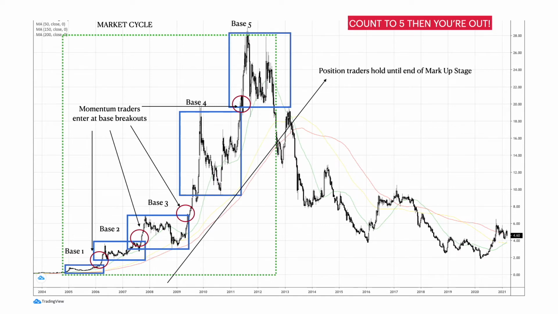Momentum traders could enter and exit strategically and take advantage of momentum during breakouts while avoiding long consolidations within the bases. Position traders could simply hold until there is a sign of topping out between bases 4 and 5.